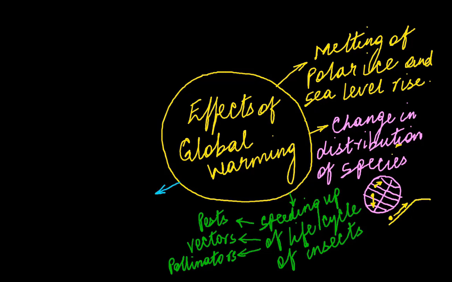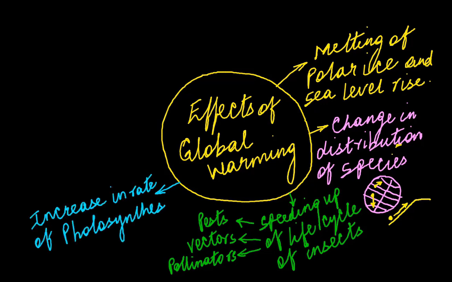Now there could be an increase in the rate of photosynthesis. Why? Because photosynthesis is also controlled by enzymes. Higher temperature, higher enzyme activity, and that will help to decrease carbon dioxide concentration, provided we give the plants enough space to grow. We are cutting down the plants, so it doesn't really help in any way. Is it clear? Next, what else happens?